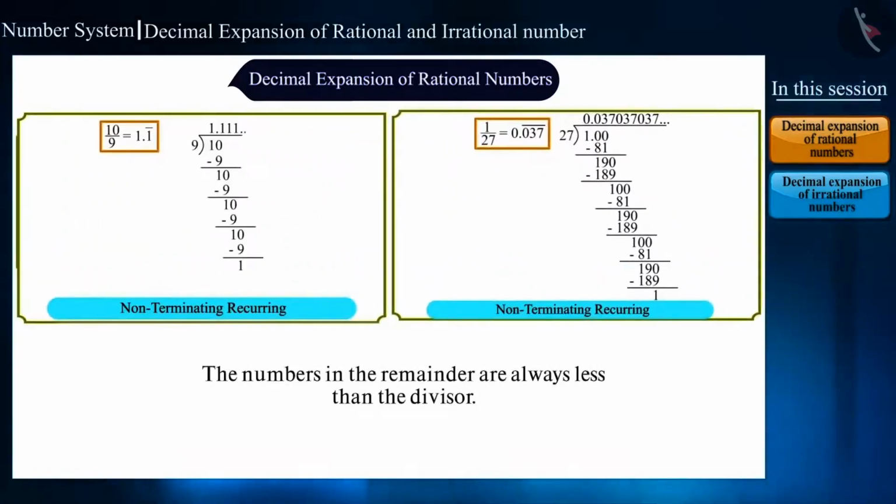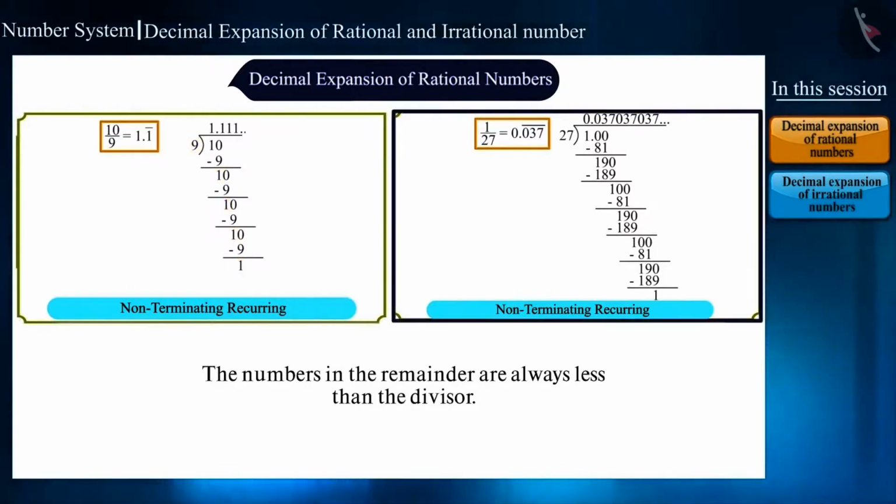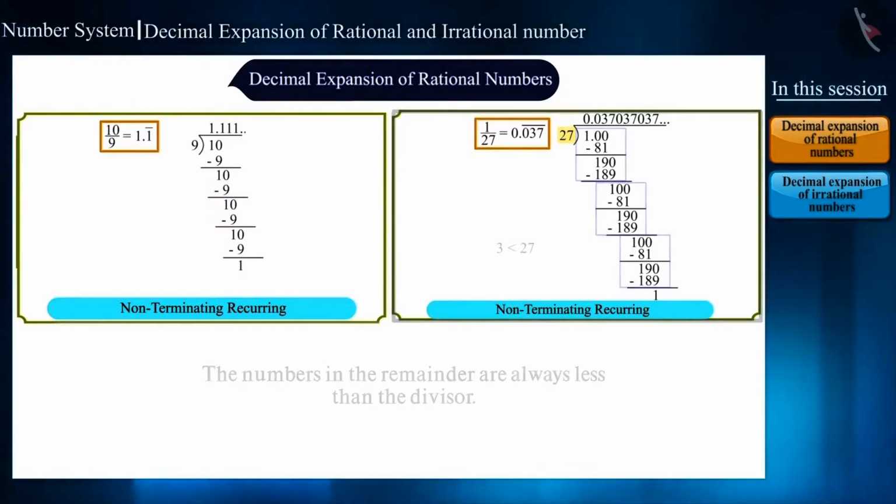The numbers in the remainder are always less than the divisor. Like in example 2, 1 is getting repeated and the divisor is 9. In case of example 3, there are 3 blocks of repetition and the divisor is 27.